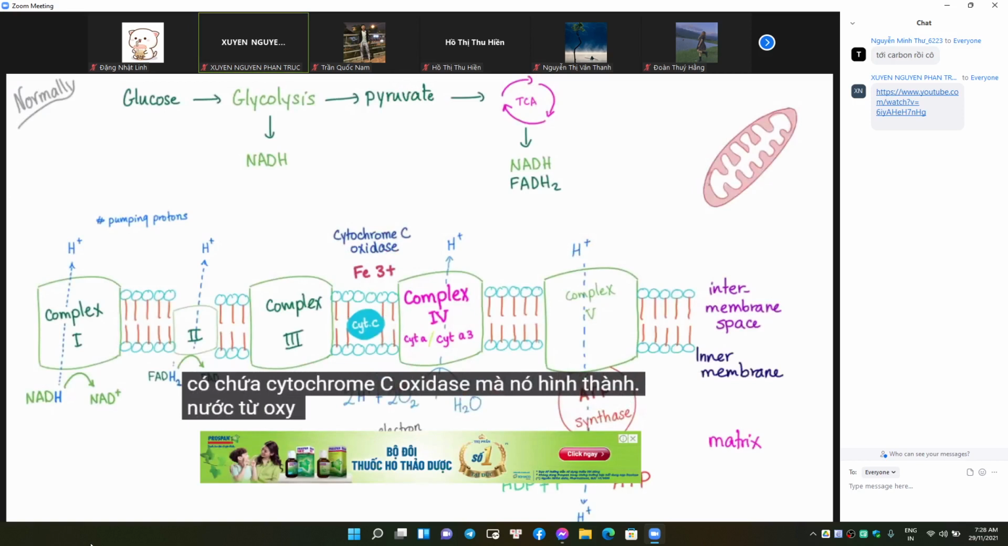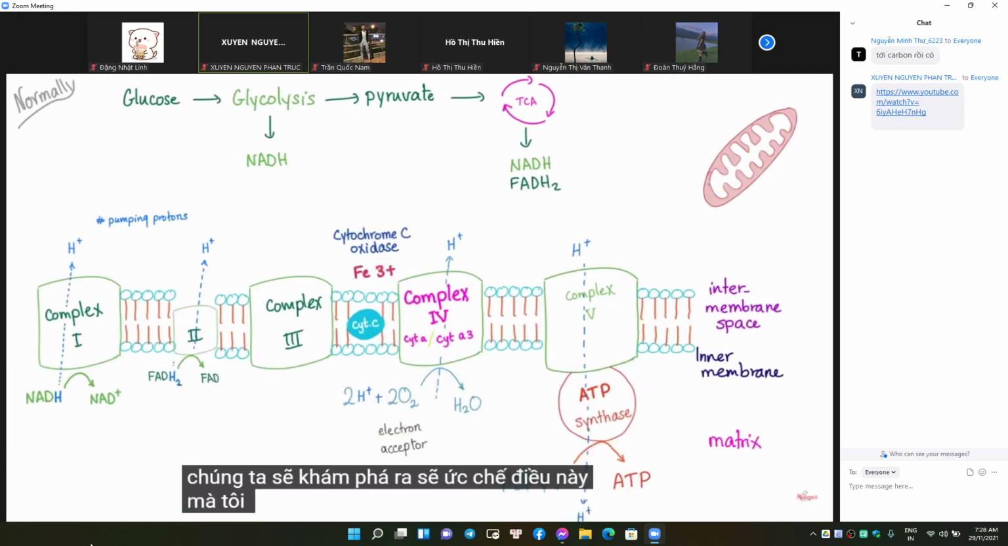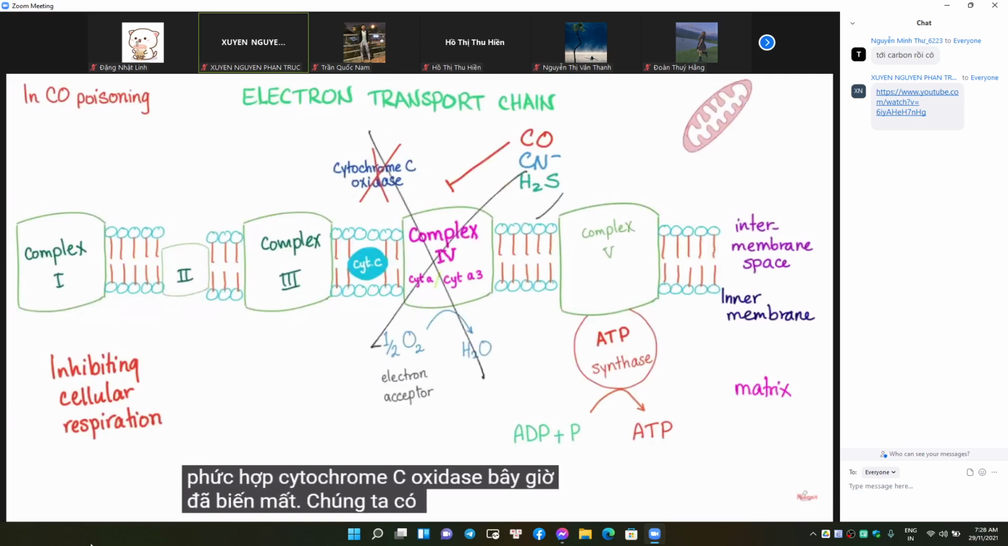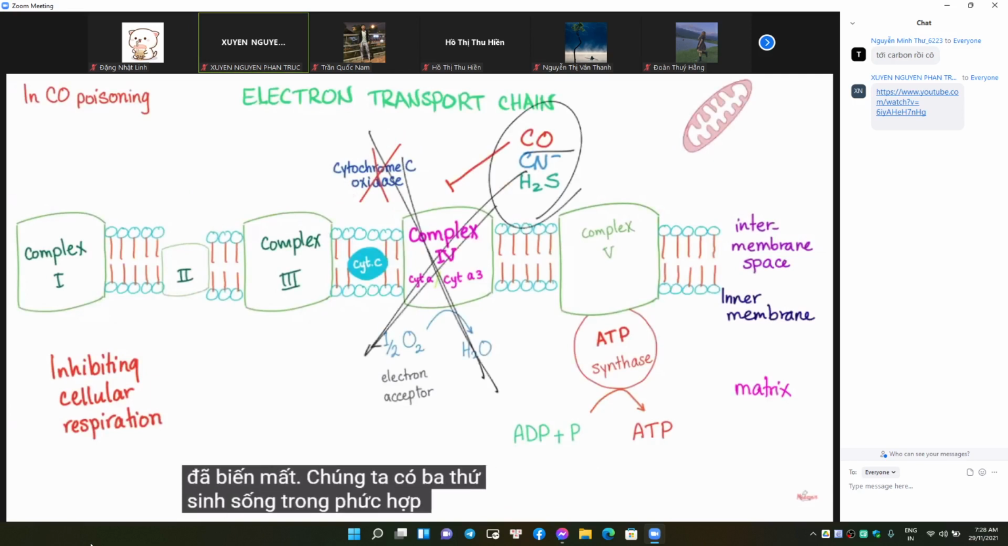One of these complexes, complex 4, containing cytochrome C oxidase. It forms water from oxygen, and carbon monoxide, as we will discover, is gonna inhibit this. I've just told you the mechanism of carbon monoxide. It inhibits the cytochrome C oxidase. Complex 4 is now gone. Forget it. We have three things that inhibit this complex: carbon monoxide, cyanide, and hydrogen sulfide.